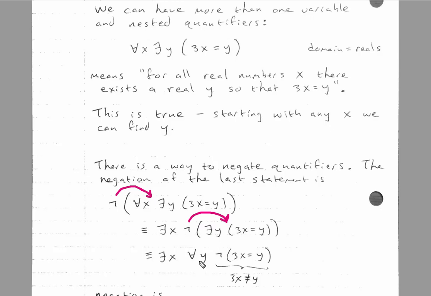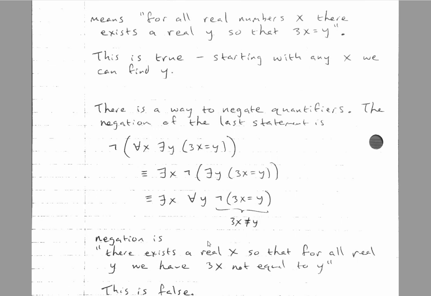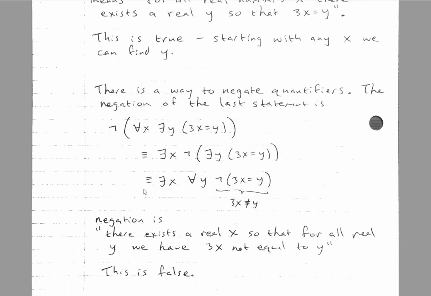So the negation of this looks like this, with not 3x equal to y on the inside, so that's saying 3x is not equal to y. You can read this negation as: there exists a real number x, so that for all real y, we have 3x not equal to y.